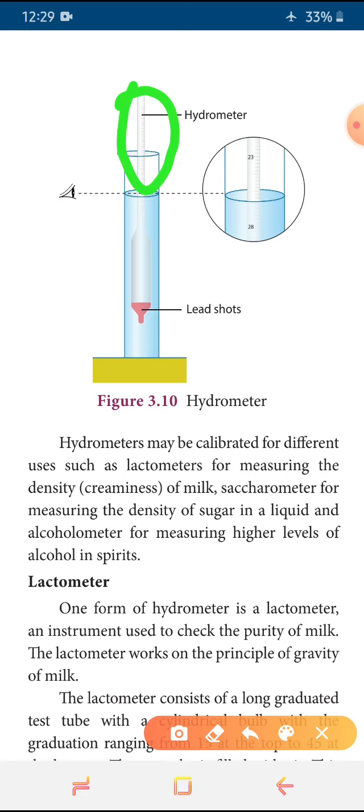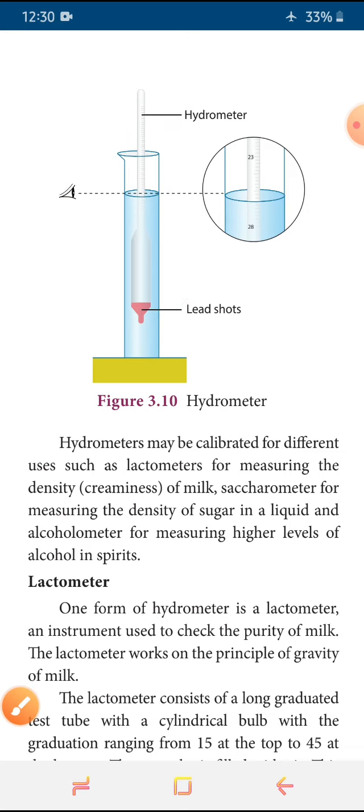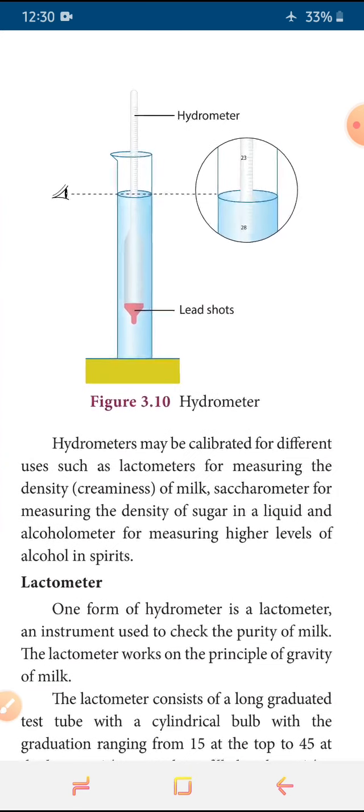For example, if we are using milk, that milk will be taken in this big container. Then in that container, in the milk, we will make this hydrometer float. And the top surface of the liquid, that milk, is showing some value on the scale, that is the relative density. So first we will see what is the principle of this hydrometer, it is flotation.